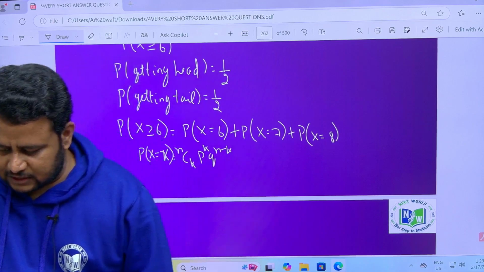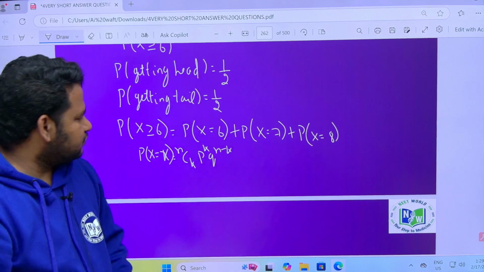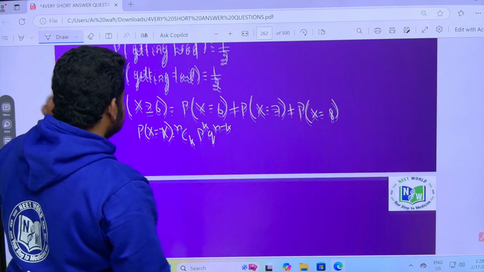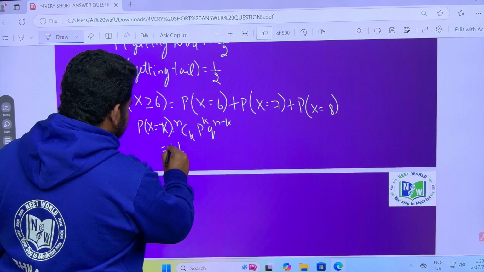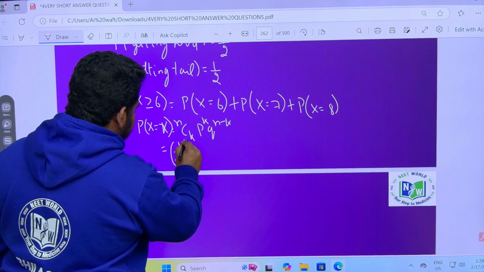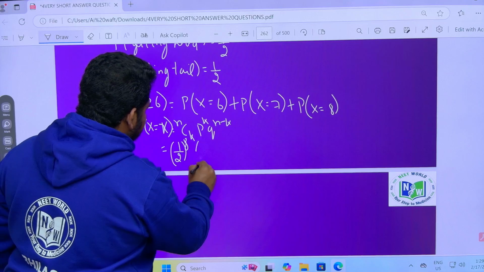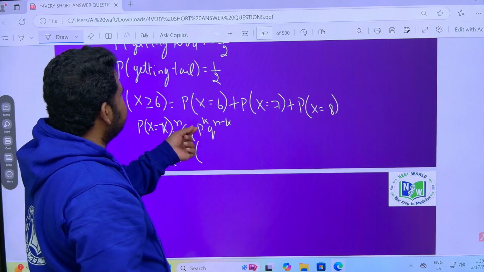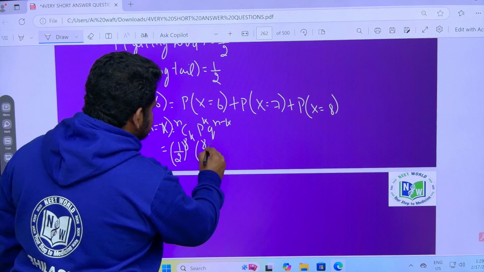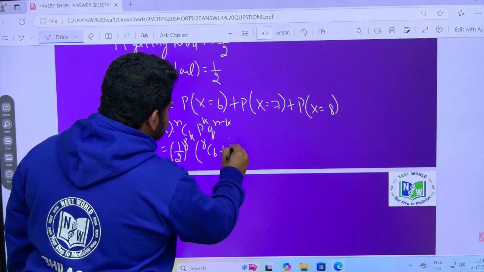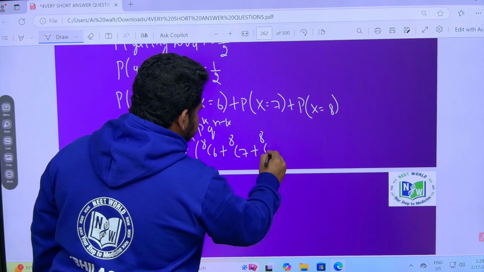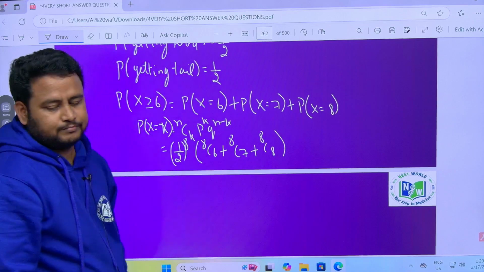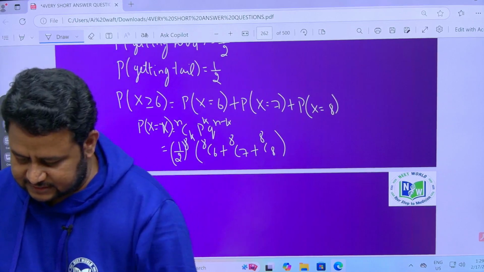So for this one we can directly substitute. Both p and q are 1 by 2, so this will be equal to 1 by 2 to the power of 8 into 1 by 2 to the power of 8. Out of 8 getting 6 is 8C6, out of 8 getting 7 is 8C7, out of 8 getting 8 is 8C8. Like this we can directly do.